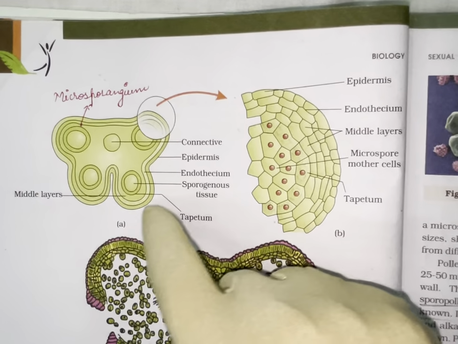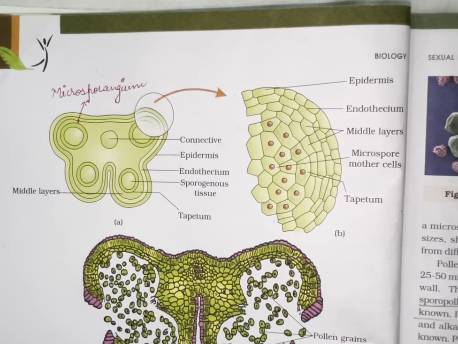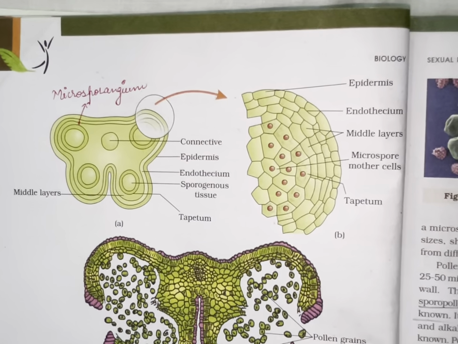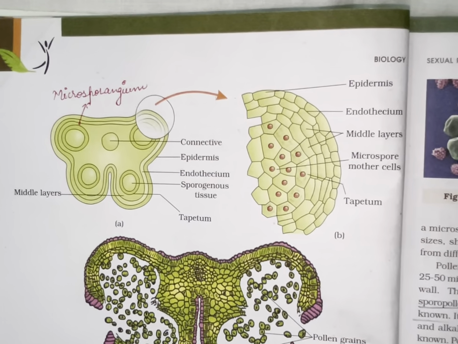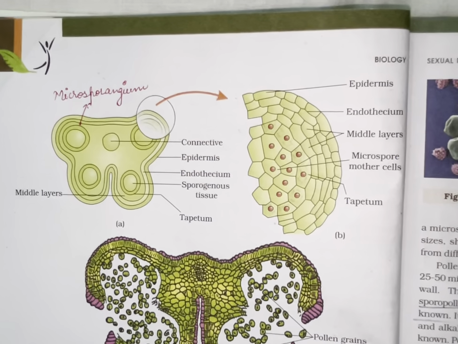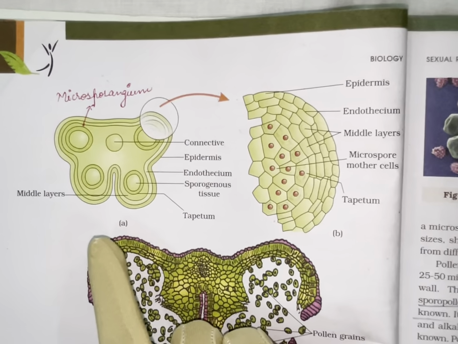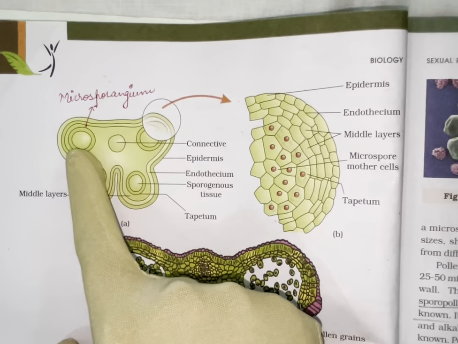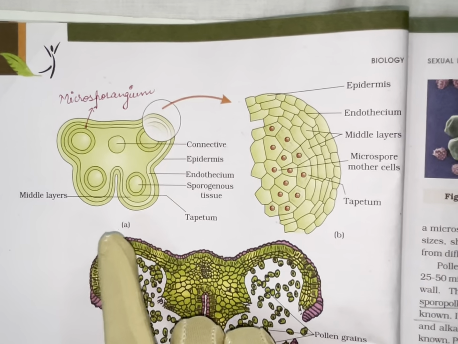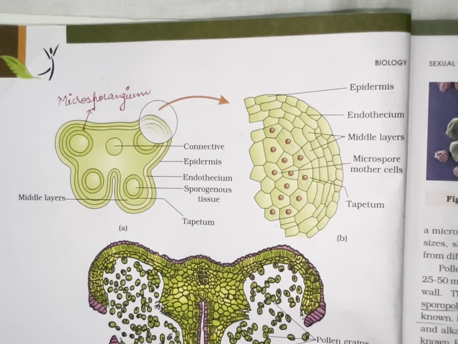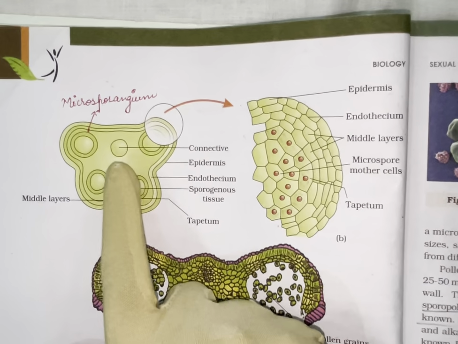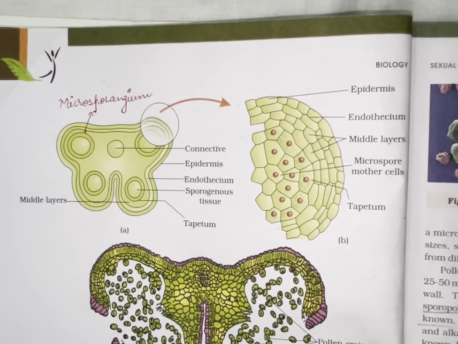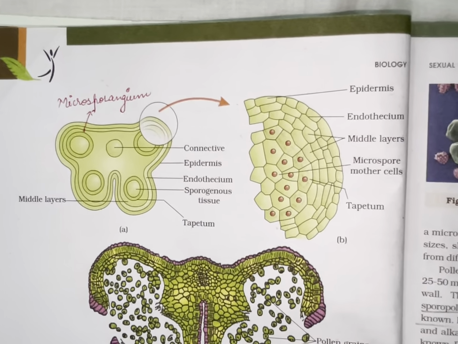This is young anther. This is the outline of young anther, and Microsporangium develops further to become pollen sac. The anther consists of 4 microsporangia which are clearly visible in this image. In the center, this is connective which connects anther and filament.